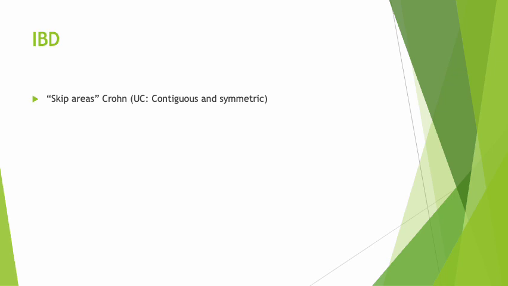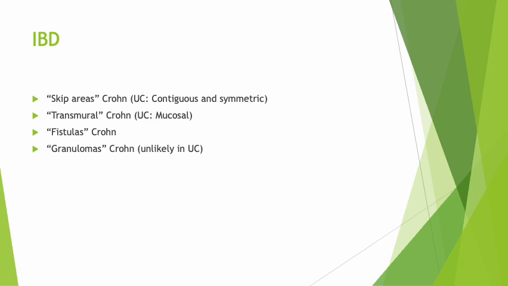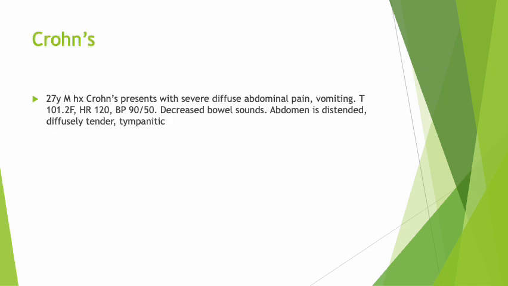UC is going to be more contiguous and symmetric. What about transmural involvement? So this is again going to be Crohn's. UC is going to be more mucosal involvement. What about fistula formation? This is also going to be Crohn's. It's not as common for UC. And then finally, granuloma formation. This is again going to be Crohn's, so it's unlikely in UC.